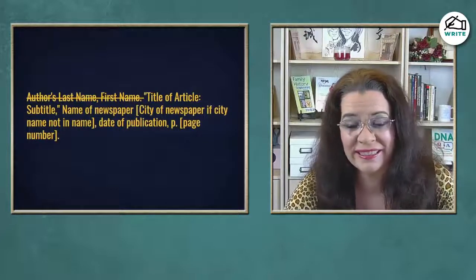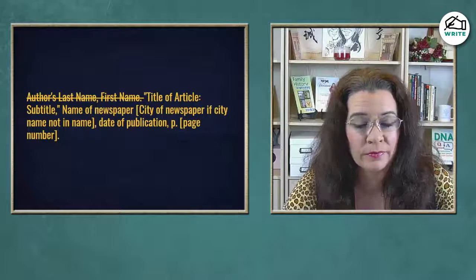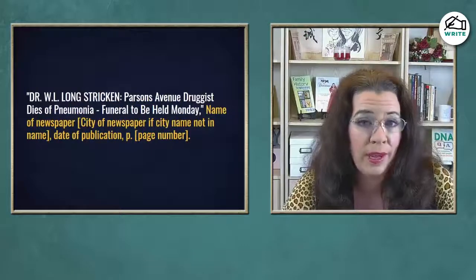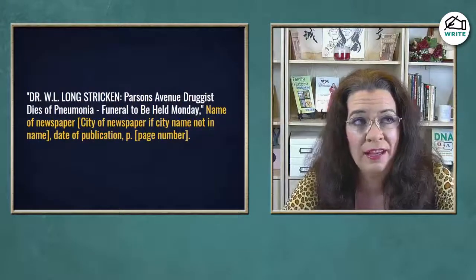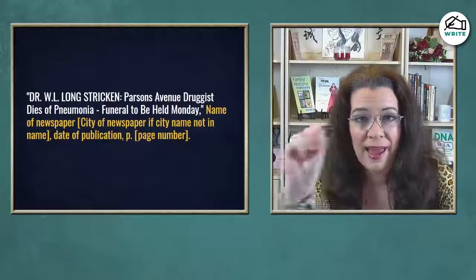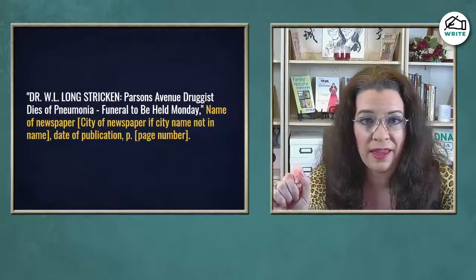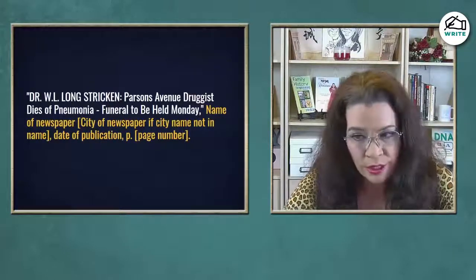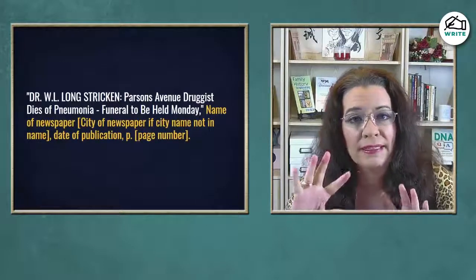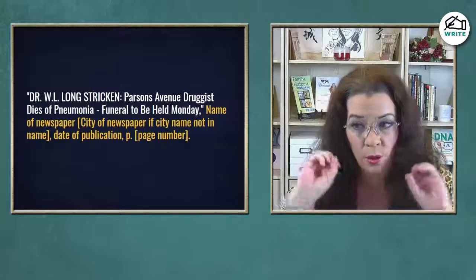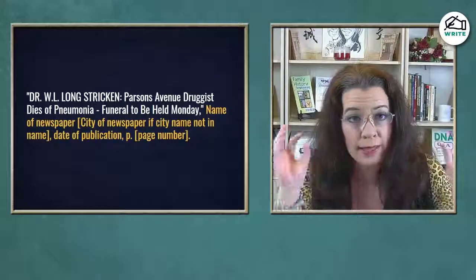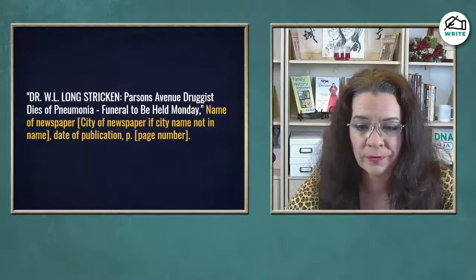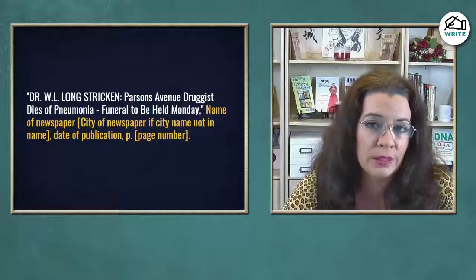First, this article didn't have an author, and most obituaries are unauthored, so we just take that out. Next, we go ahead and add the title. Thankfully, this obituary had 2 headlines. They had the main head, the title, and then they had the subhead or subheading, which is also called a subtitle. So we separate that with a colon. So Dr. W.L. Long, and you capitalize everything based on what you see in the article. So Dr. W.L. Long stricken was in all caps. So then we do the mixed case for the subtitle. If you have any questions about that, be sure to leave those in the comment section.